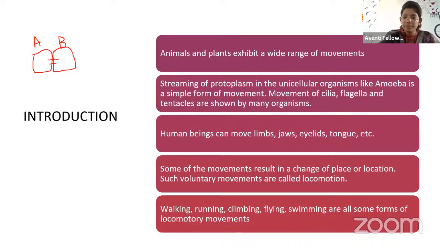As I said already, some of the movements result in the change of the place or the location. Now I am staying here, and I want to go from here to there, out of this room. So how do I go? By moving my limbs, legs. By moving the legs, I am going to change the place. This is called locomotion.